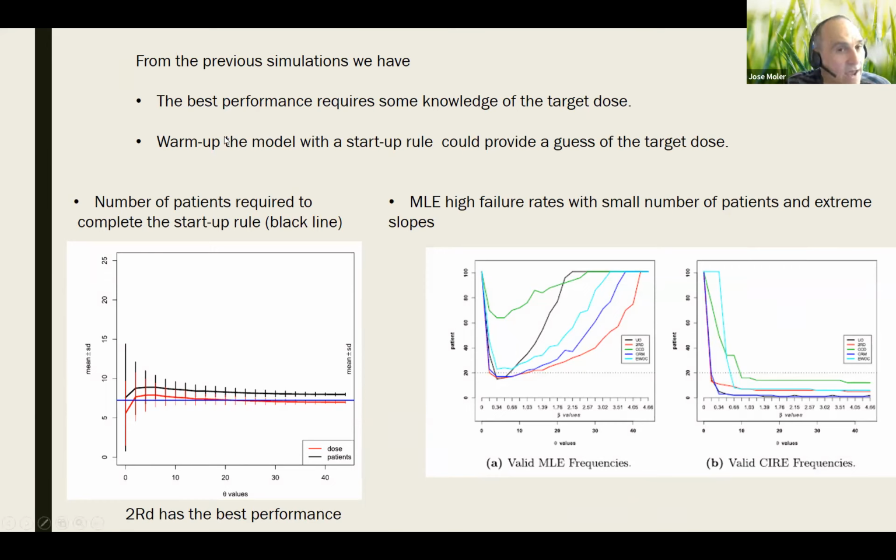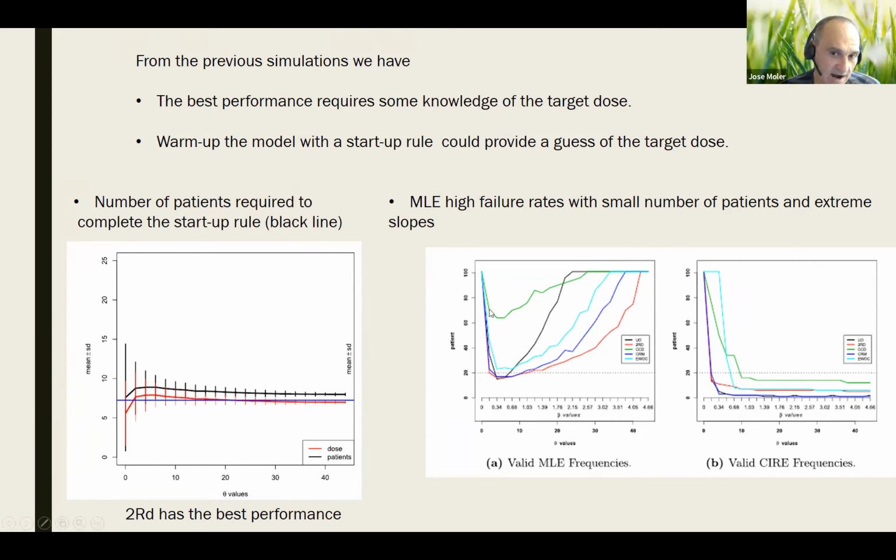A way to solve this in practice is to warm up the model or to use a startup rule. We know from a previous work that the best startup rule is the 2RD response adaptive design, but we need to use a very small number of patients. In general, we proved in a previous work that 10, 15 patients is enough. And also, we know that when we are using a very small number of patients, we are not able to obtain with a high probability the maximum likelihood estimator of the target dose, which is very important to have in order to start the adaptive neighborhood design.